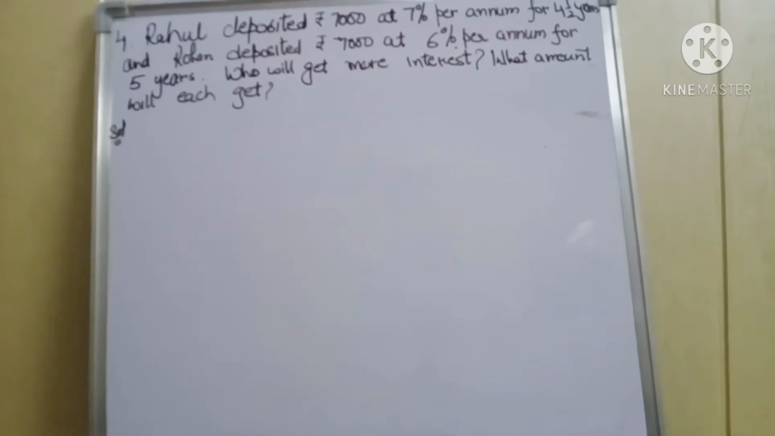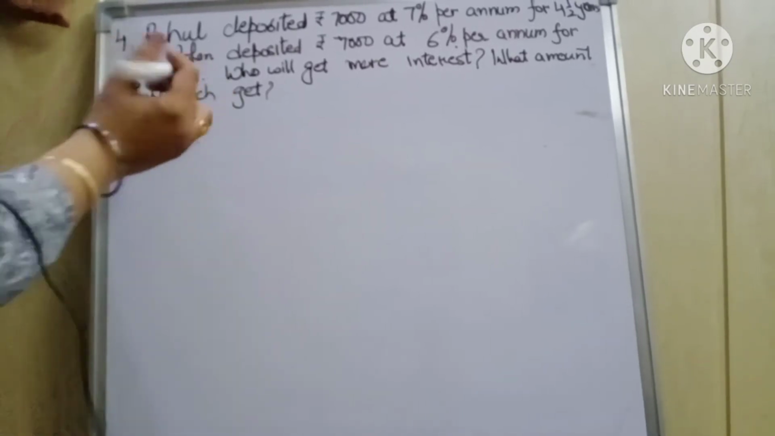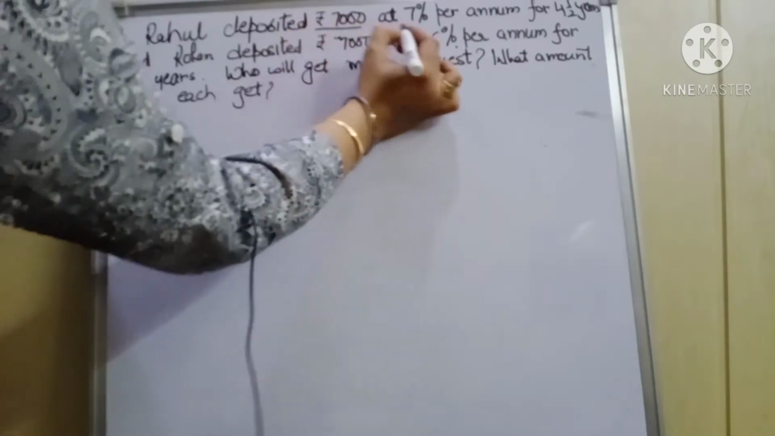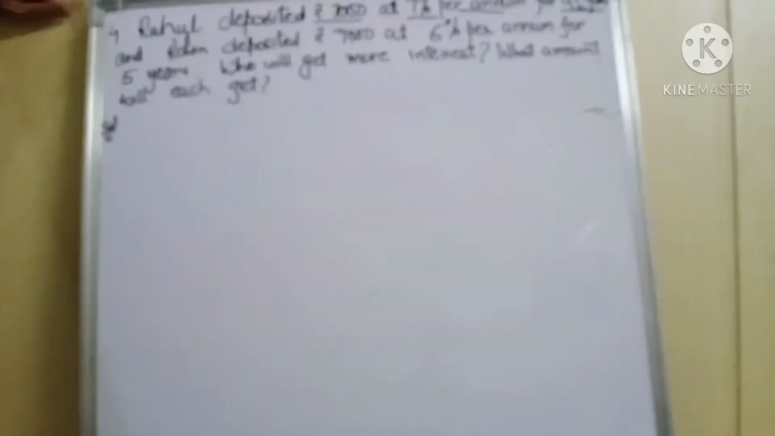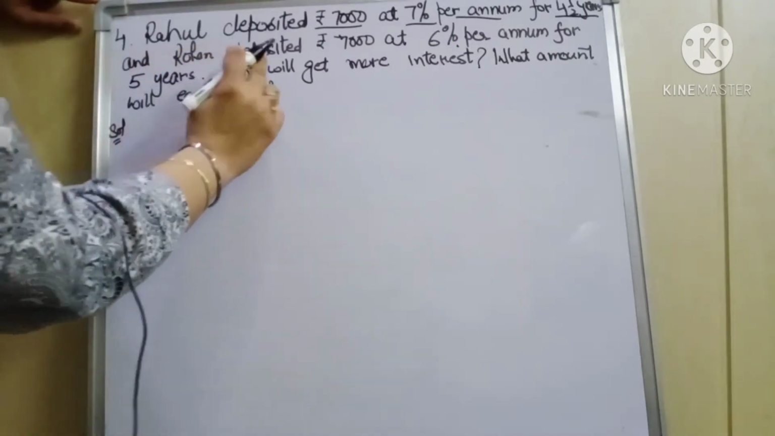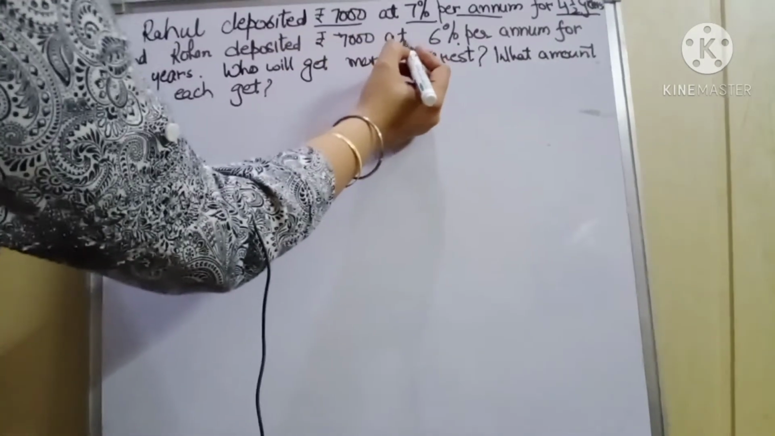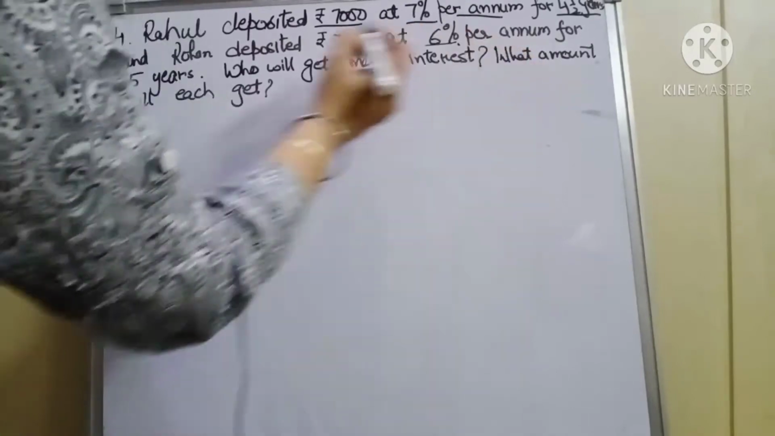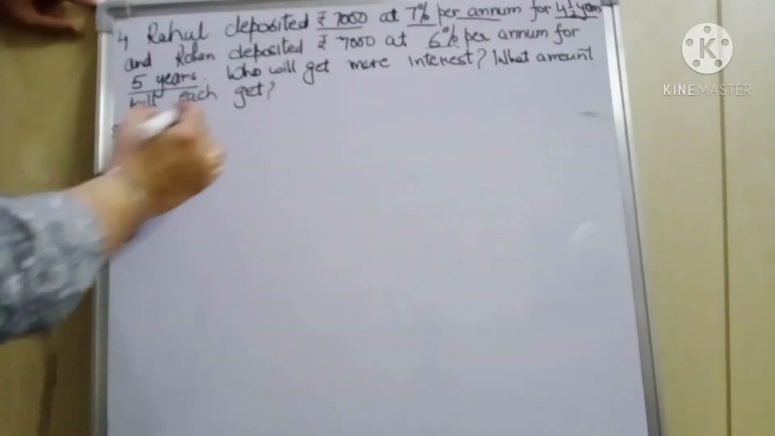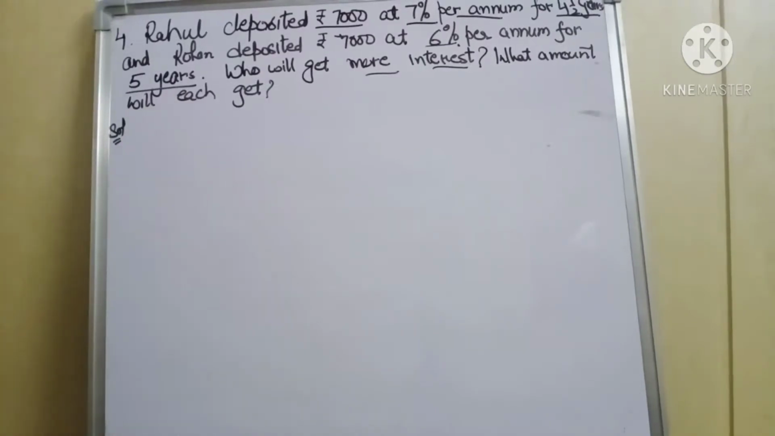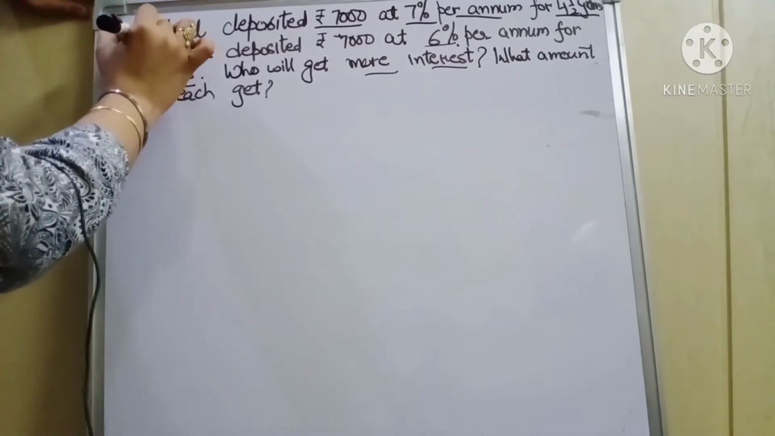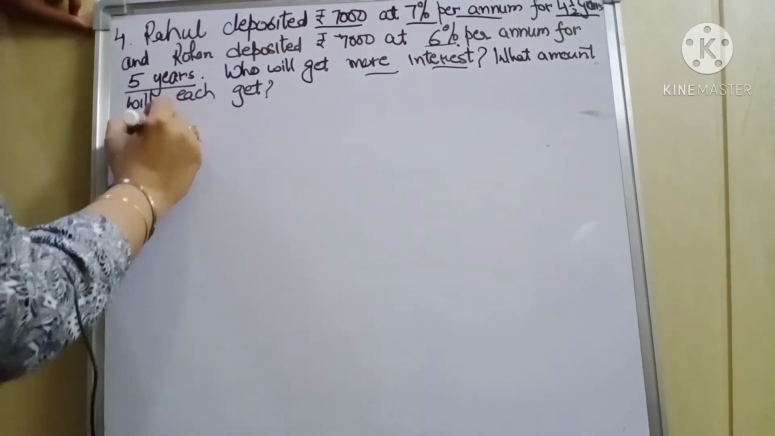In your sum number 4, Rahul deposits 7,000 at 7% per annum for 4.5 years. And Rohan deposits 7,000 at 6% per annum for 5 years. Who will get more interest and what amount each will get? Here we will have two different cases. One is for Rahul and the other is for Rohan. Let us solve for both. Rahul.